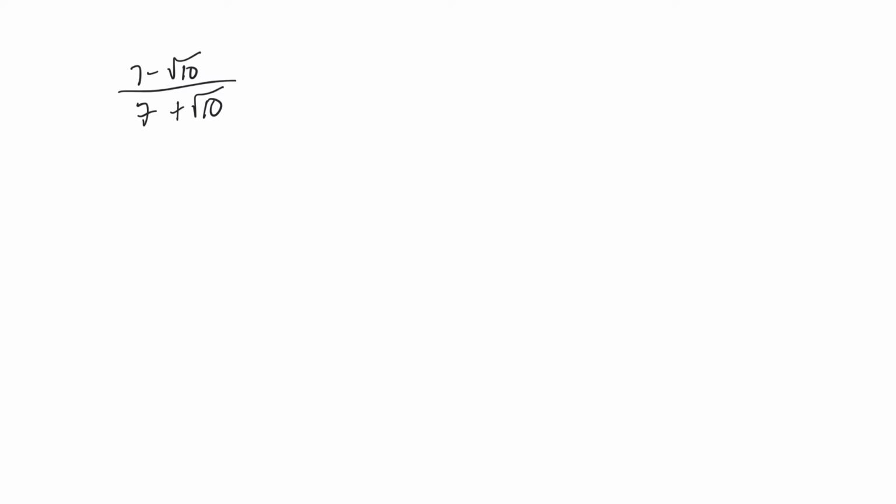Here's a question where we have to rationalize the denominator. To do that, you multiply top and bottom by the conjugate of the bottom. And the conjugate is just the same thing, so the 7 and the root 10, but you change that sign from a plus to a minus, or you change it the other way.